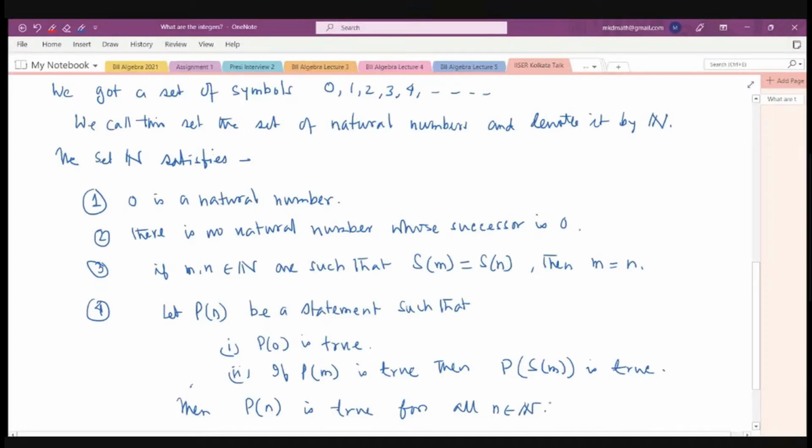And perhaps you know why I wrote these properties in this fashion. Actually, these are the so-called Peano axioms.